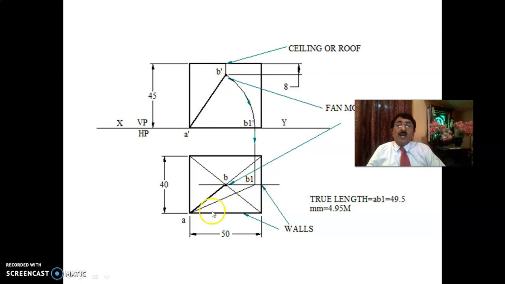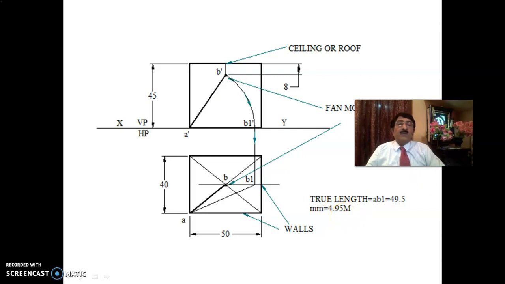That means once you have this, you measure AB1. Let us say you measure it in millimeters. True length AB1 is 49.5. Convert back into meters. As you know, 1 meter is 1 centimeter, because I told you to take a scale of 1 is to 100. If it is 49.5 mm, it means 4.95 centimeters. When it is 4.95 centimeters, the true length is 4.95 meters.